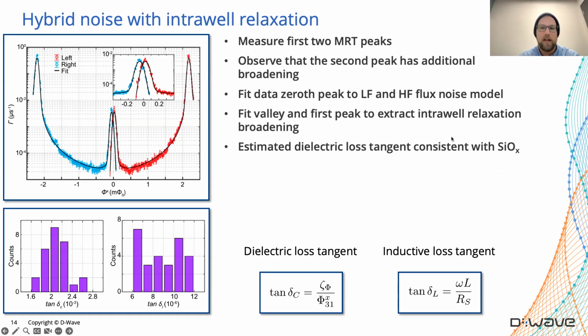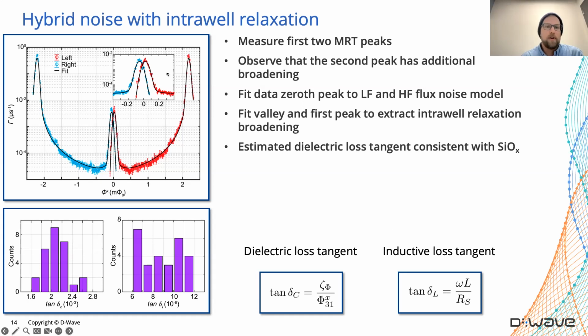And so what we can do is use this relaxation that we measured to estimate what the dielectric loss tangent was. And that's what's being plotted here on the left-hand side. We have a couple of different dielectric loss tangents that we measured. This is a spread over 27 qubits that we measured. And the loss tangent we're getting out is around 10 to the minus 3, which is consistent with what we expect for silicon dioxide, or silicon oxide, which was the dielectric that we're using in this experiment.